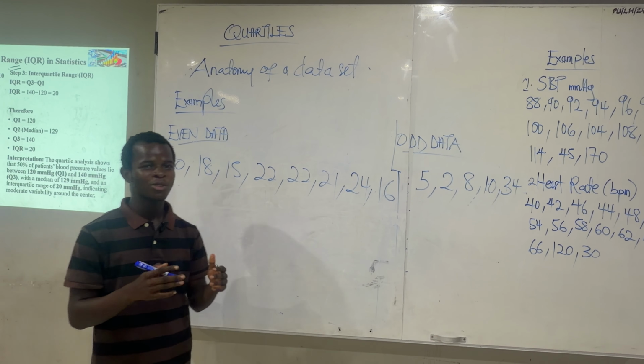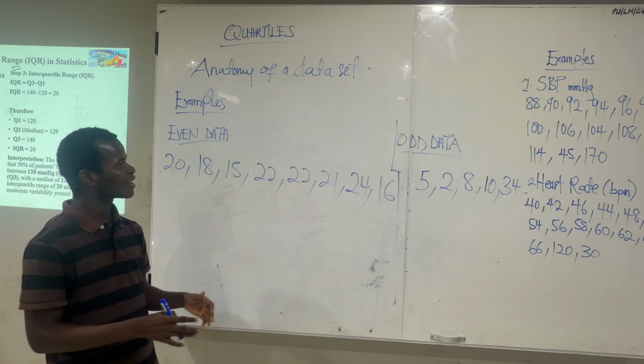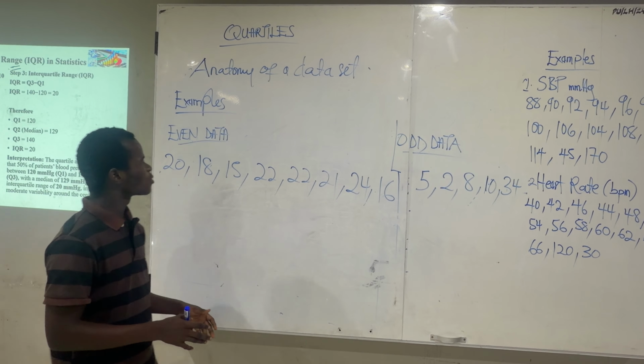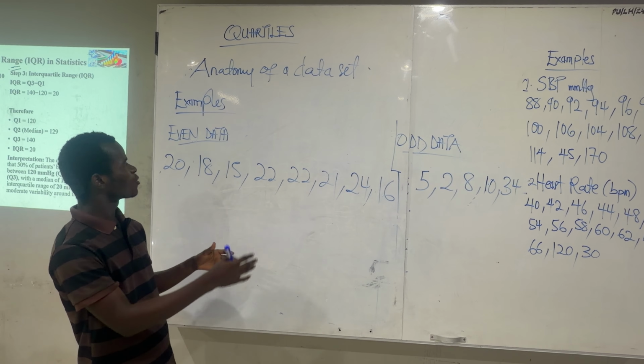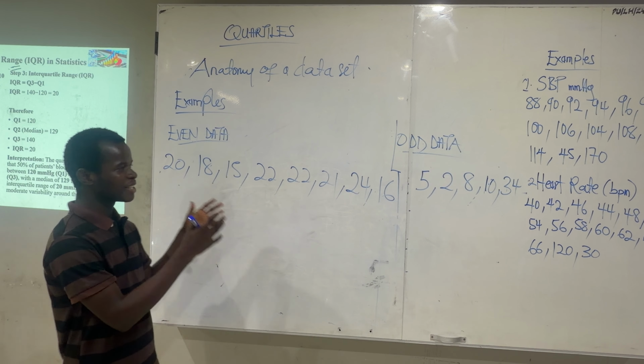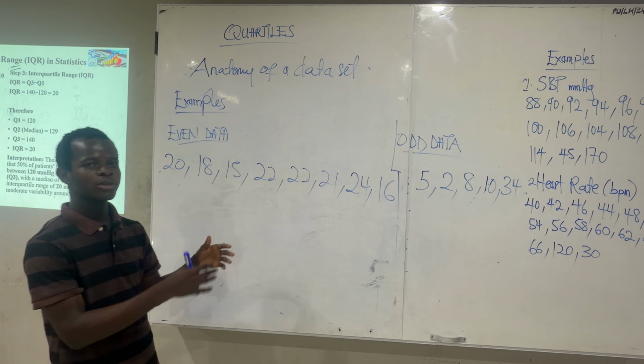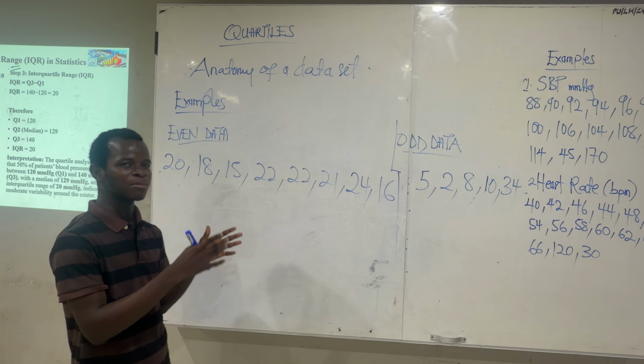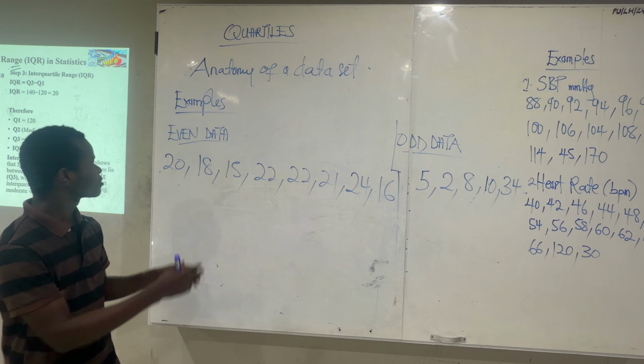All right, so we are still on quartiles, and we are here to solve another example. We have two data sets here. One is even data, and the other one is odd data. We are about to start with the even data, and then go to the odd data so that we can know the difference between the two of them. So let's start with the even data.